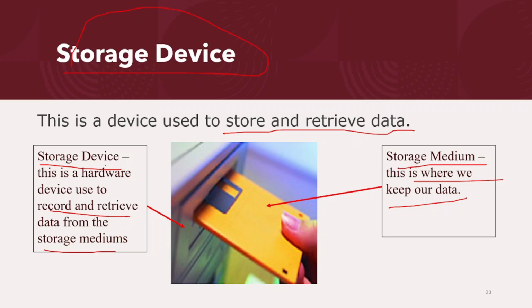Okay, so for instance, we have the card reader. Card reader is a storage device, and the storage medium is our memory card. So that is just the simple meaning of the storage device and the storage medium. Okay.